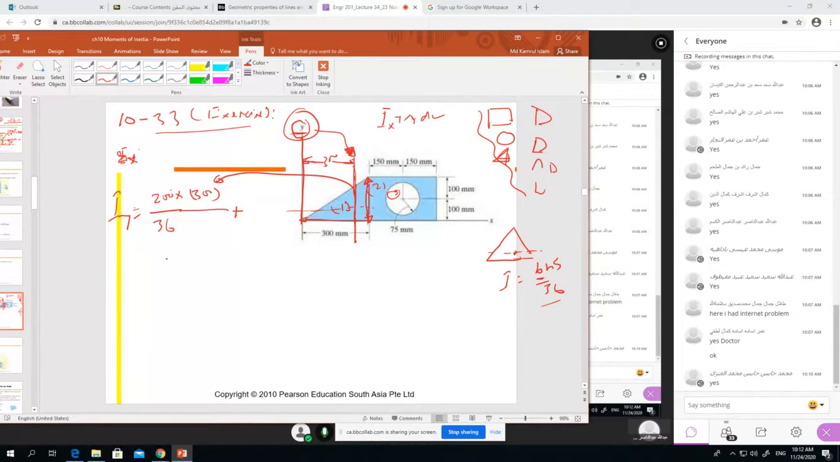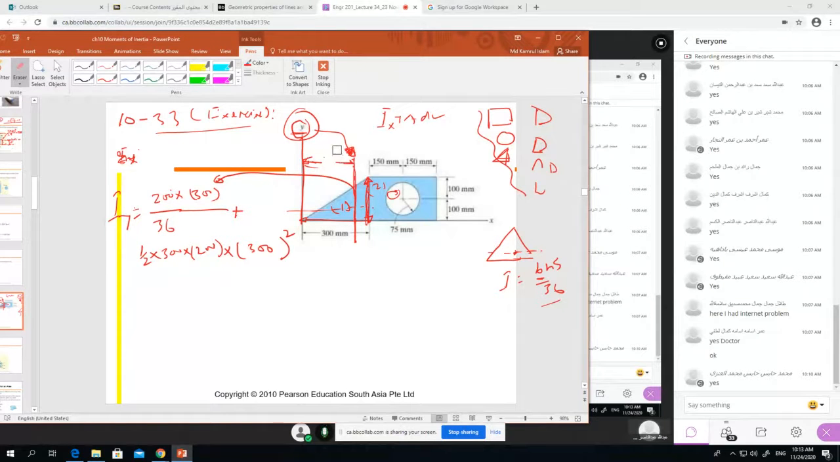So area is how much? Area is half, base 300 into height 200, into d square. And d square is how much? 300 square. Not 300, sorry. I wrote this wrong.